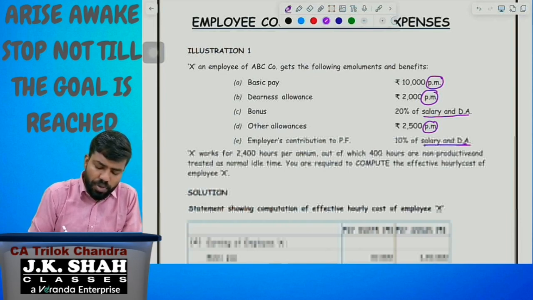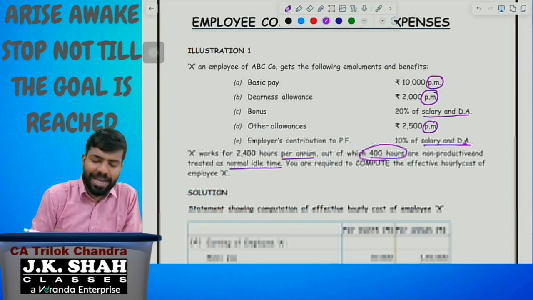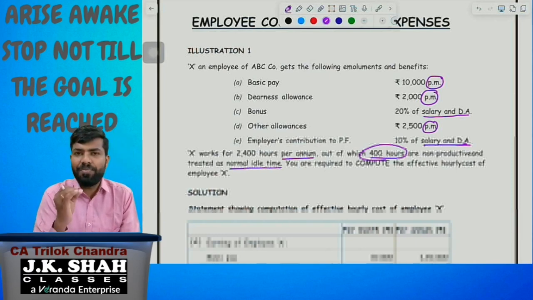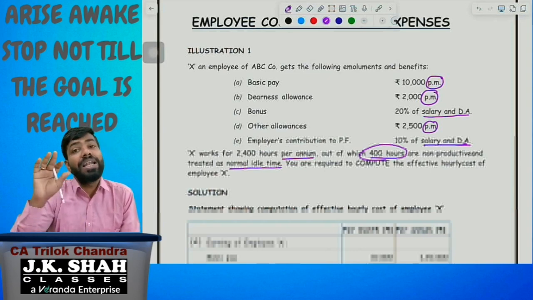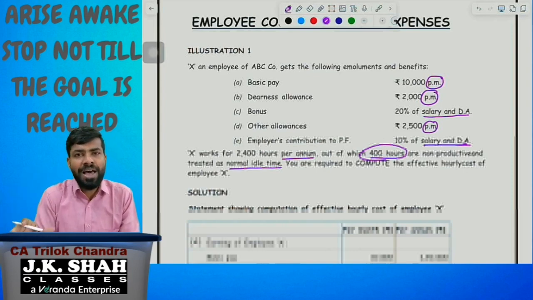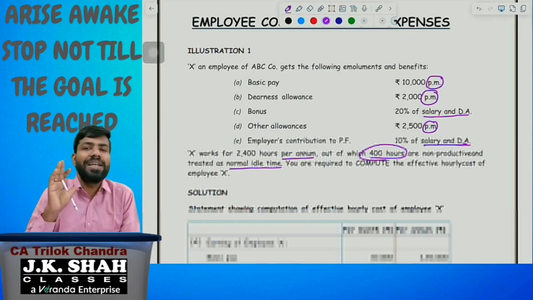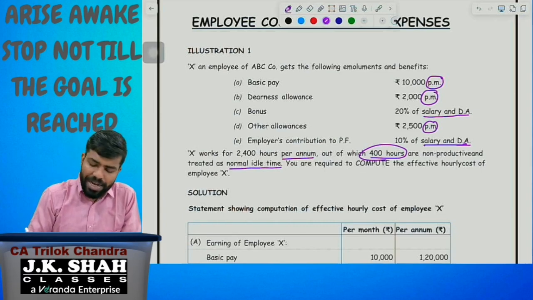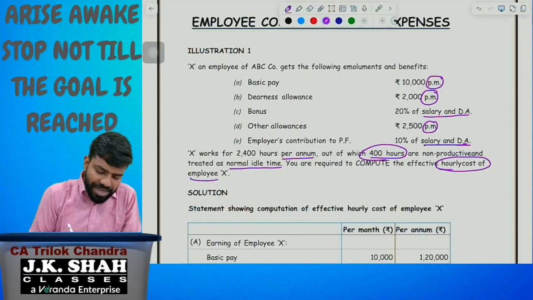X works for 2,400 hours per annum, out of which 400 hours are non-productive and treated as the normal idle time. We haven't discussed the idle time. Normal idle time treatment is similar to the normal loss as we discussed in the material costing. Now, you are required to compute the effective hourly cost of the employee.